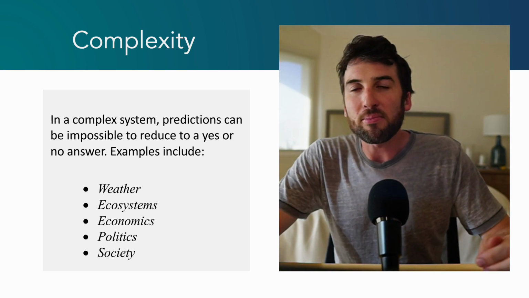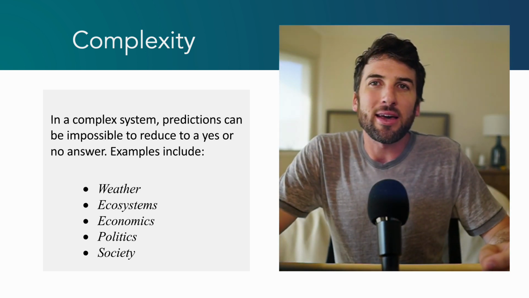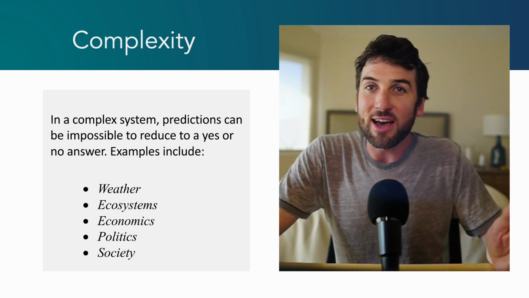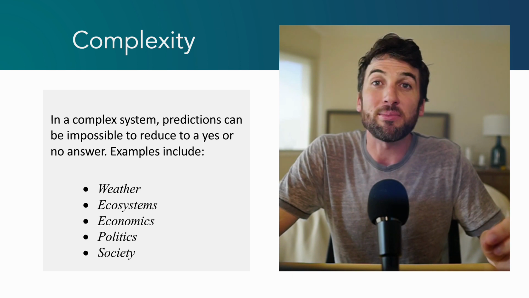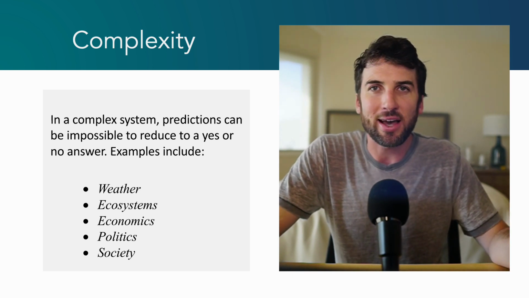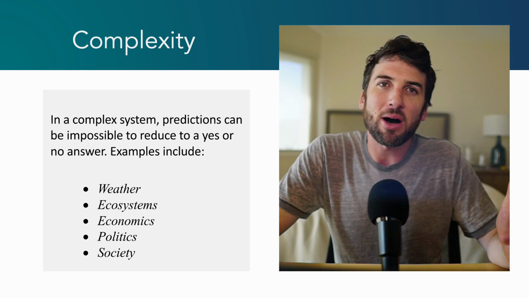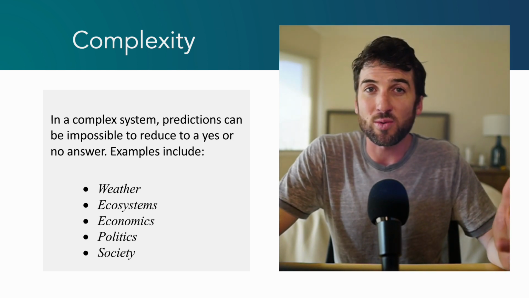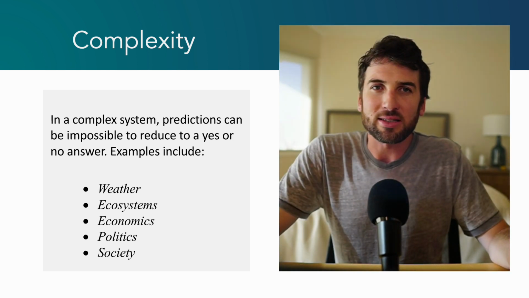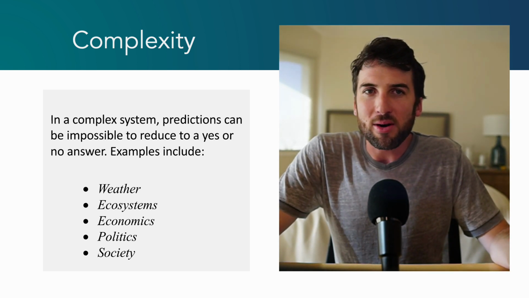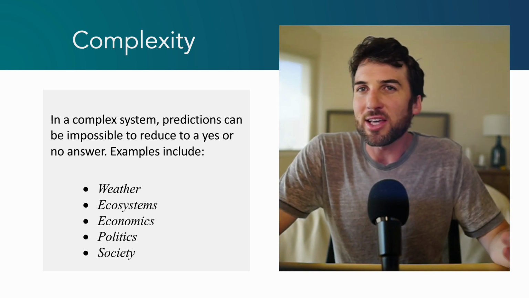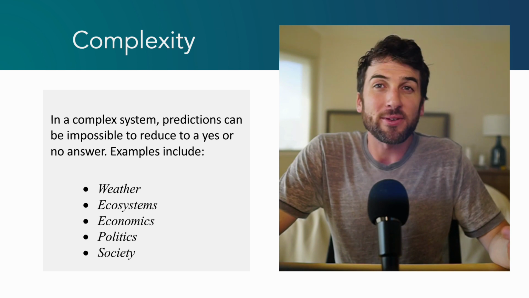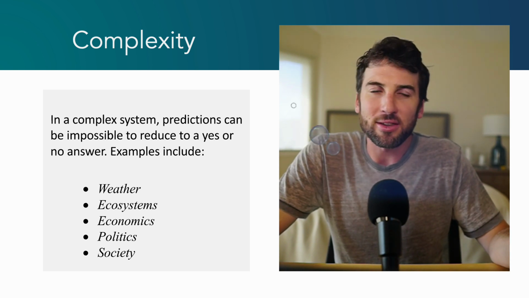So another key part about systems is complexity. And there's not a really strict definition of complexity, but in complex systems, predictions can be impossible. And we talked about this with chaos and nonlinearity. So it's often impossible to reduce an answer to a yes or no result. This can be seen in lots of systems like weather, ecosystems, economics, the stock market, politics, society, where predictions are really hard to make, right? It's almost impossible to have perfect weather predictions for 10 days out. They often change.